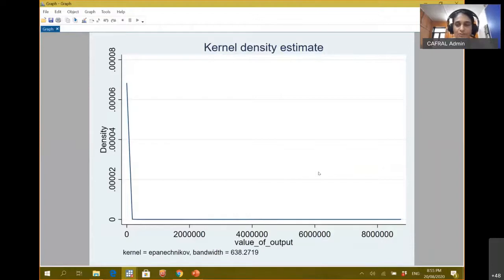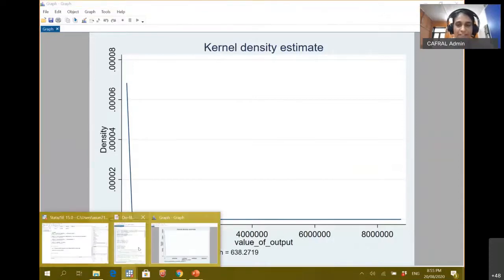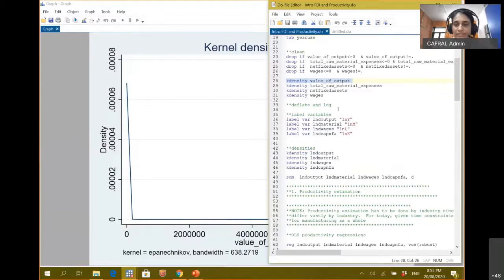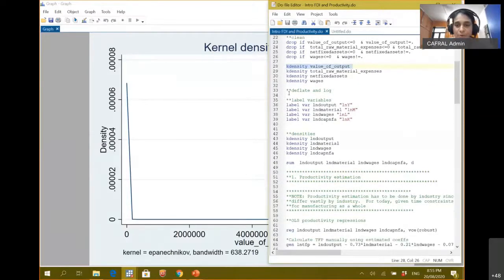Why does it look so strange? What is the problem? Yeah, very good. I should be taking logs, because these are very, very big dollar values. I should not be plotting densities without logging these numbers. So I'm going to first log these, and then I have the logged values of the variables, and then I'm going to run the kernel densities using these logs.